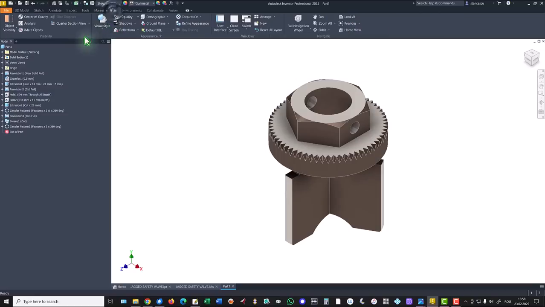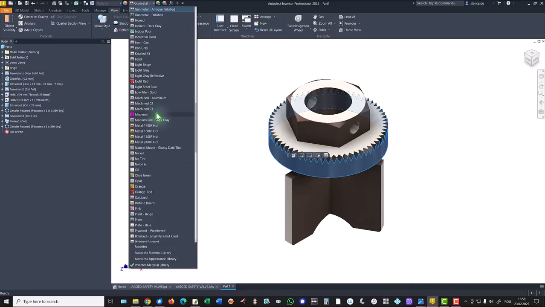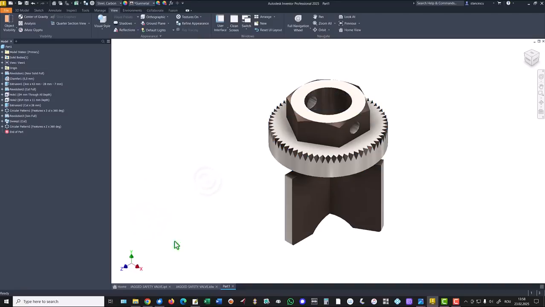Then view with no edges and the other light, default light. Now you see there is no difference between them. Oh, it is. This is also titanium polished. Now once again we see how it looks.